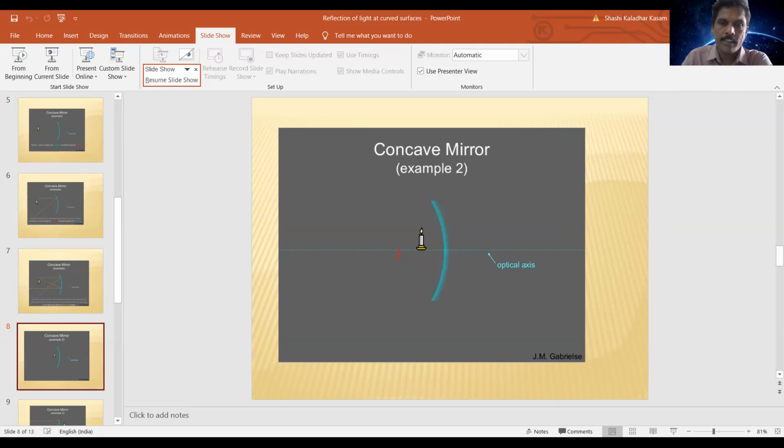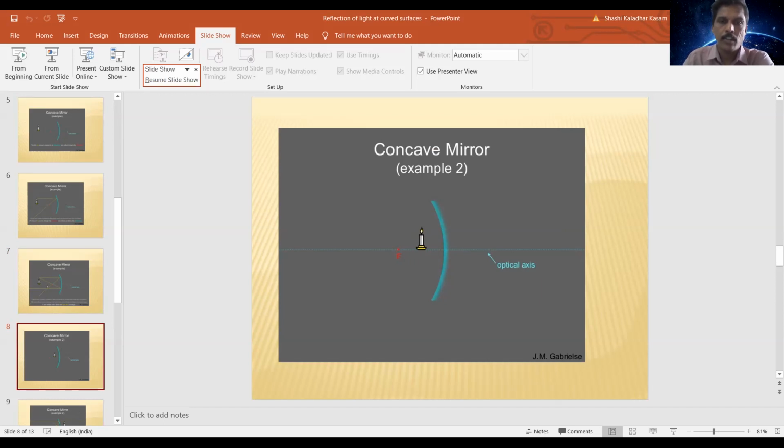But in all 6 cases, one important situation is there, that is when you place the object between pole and focus. Why this is very important: if you place the object in between pole and focus of a concave mirror, then you get a virtual, enlarged, erect image. Only in this situation will you get a virtual erect enlarged image. In all remaining cases, you are going to get real images.